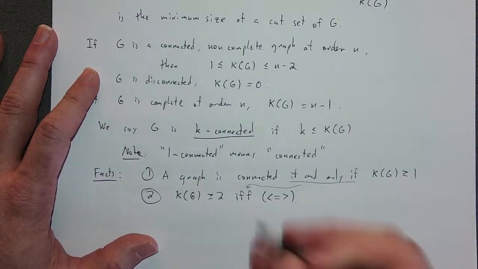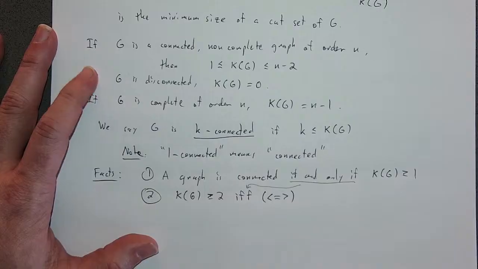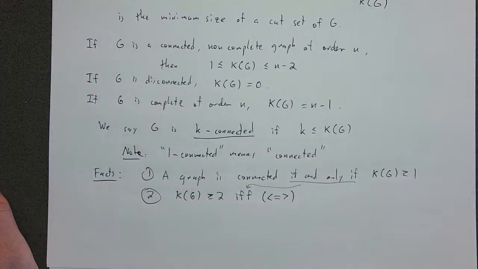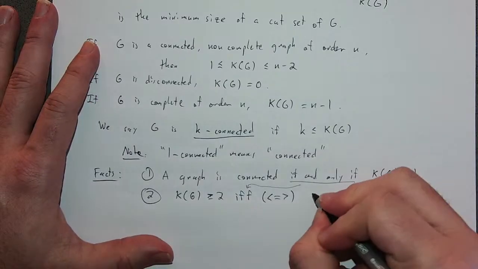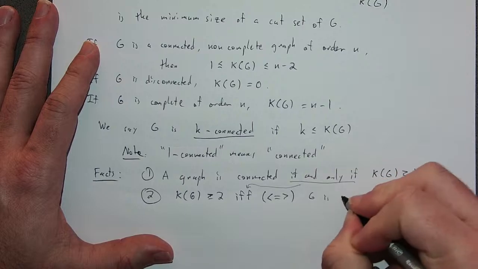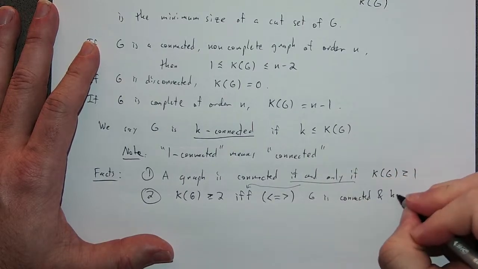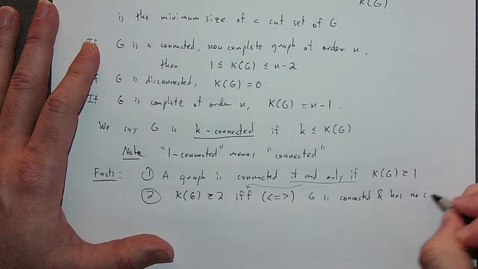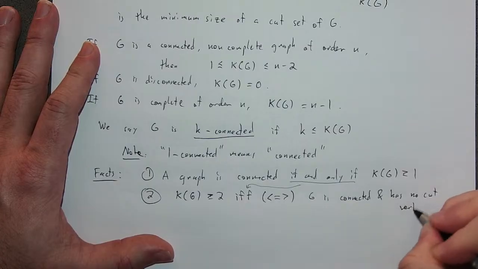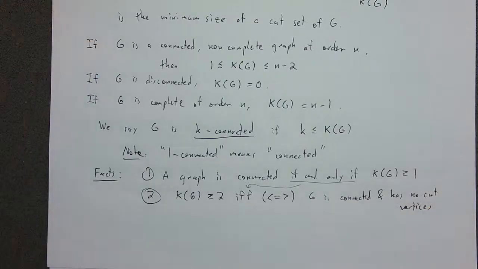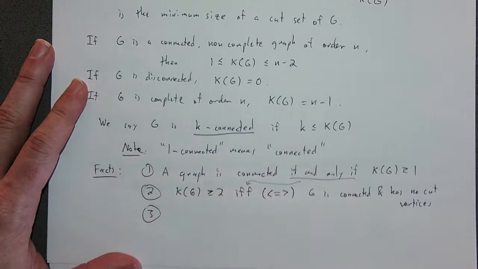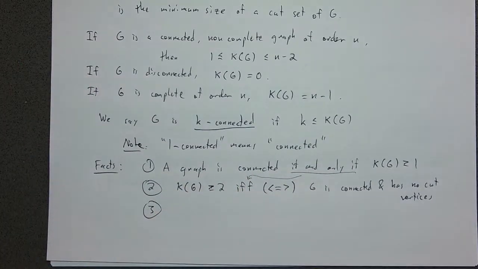But the connectivity of G is greater than or equal to 2 if and only if G is connected and has no cut vertices. Again, this is mostly just unpacking the definitions here. Three, every 2-connected graph contains at least one cycle.